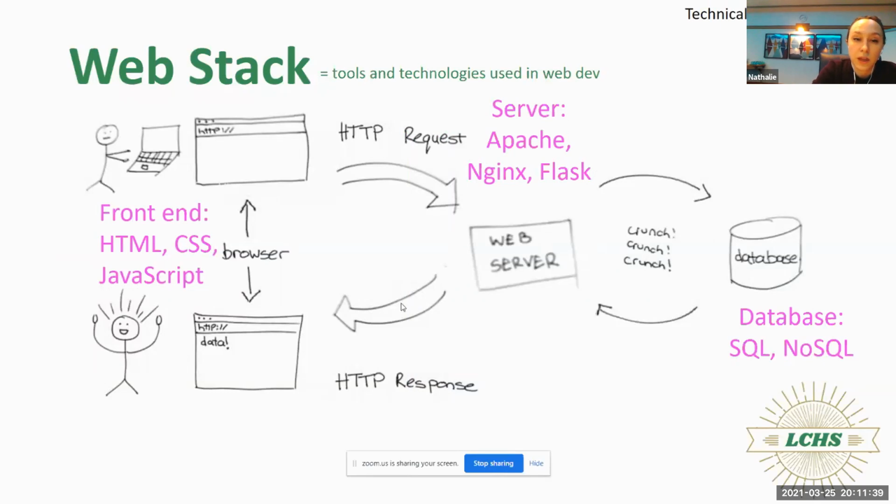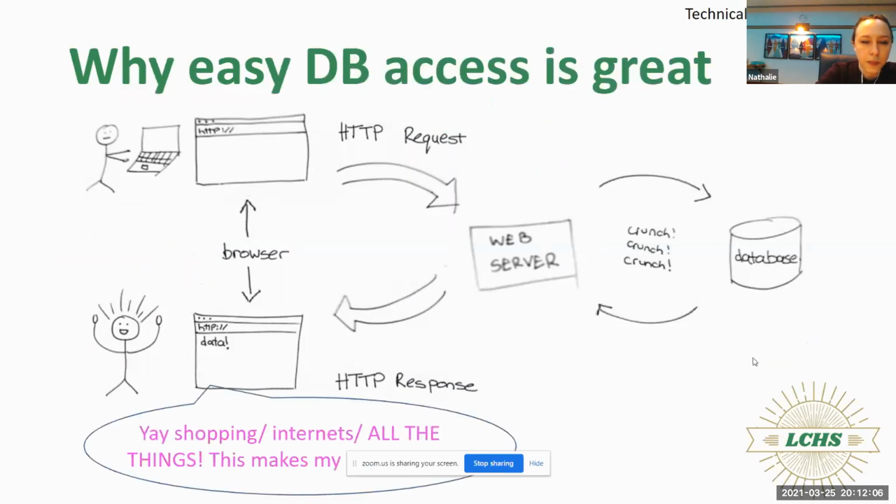Another term that you might hear about is the web stack, which is just a term to describe the tools and technologies that are used in web development. I've put some little annotations of some tools and technologies you might hear associated with the front and back end. And just to mention that today we're going to be primarily looking at the database, which is on the right hand side, and there are two types of database, SQL databases and NoSQL databases, and we'll come on to what that means in a little bit.